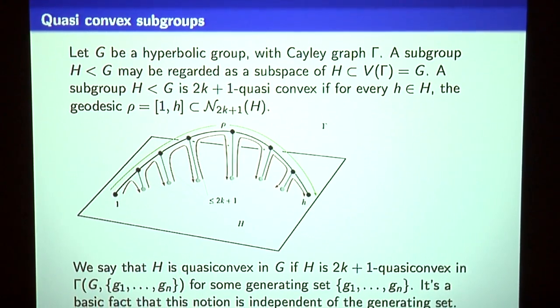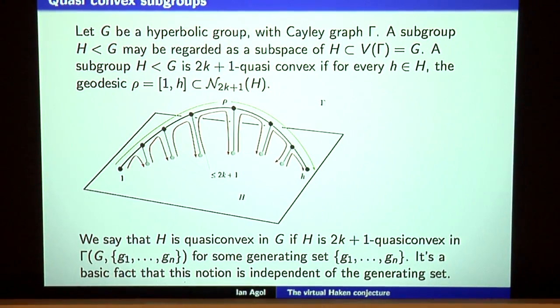And we say then that H is a quasi-convex subgroup of G if it's 2k plus 1 quasi-convex for some generating set. It's a basic fact in Gromov's theory that this notion is independent of which generating set you take. This follows from what's called the stability of quasi-geodesics, but I don't really have time to get into the details of that today. So what are the motivating examples of hyperbolic groups?